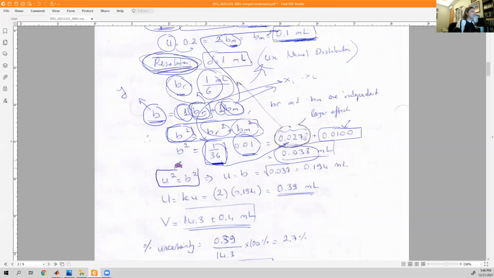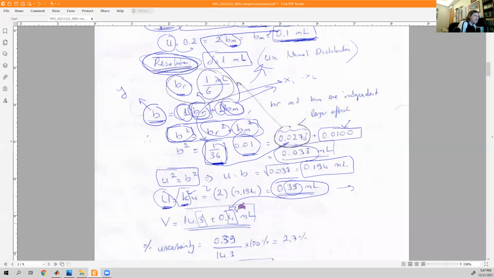So uncertainty, small one, lowercase one, is equal to that one. We take the square root. Therefore, the lowercase uncertainty is equal to 0.194. And to find the total uncertainty, we liken it to a confidence interval thing, so we multiply it by 2. So now we have 0.4 milliliter. Note that I round this off to 0.4 so that these two decimal points are equal to each other.